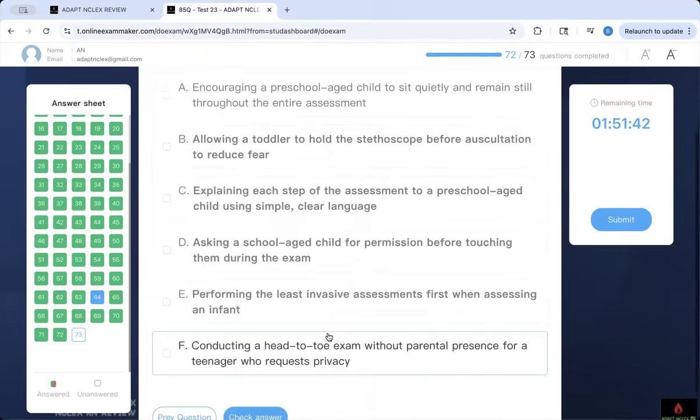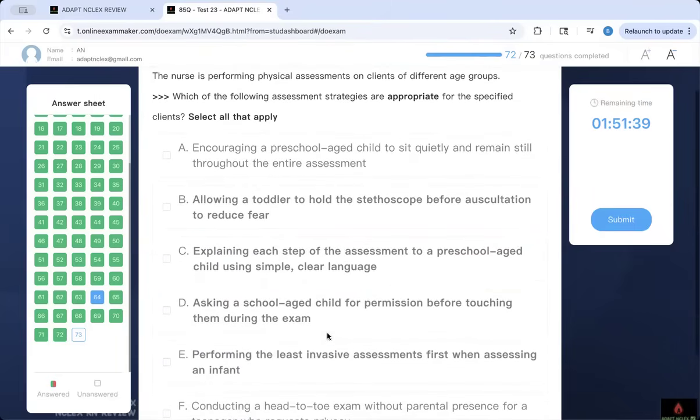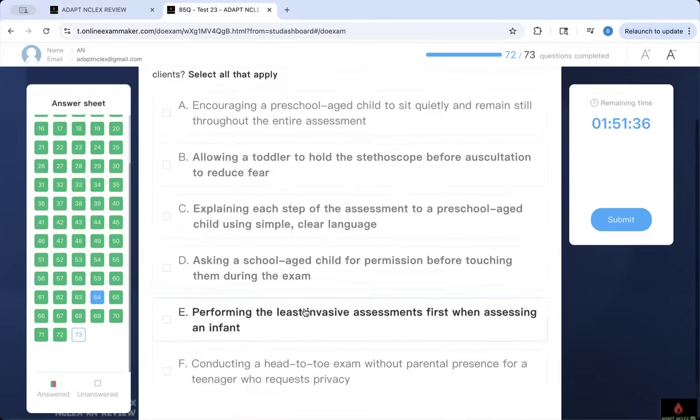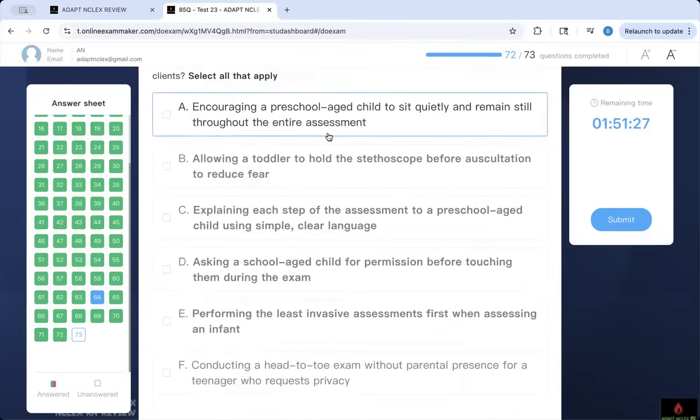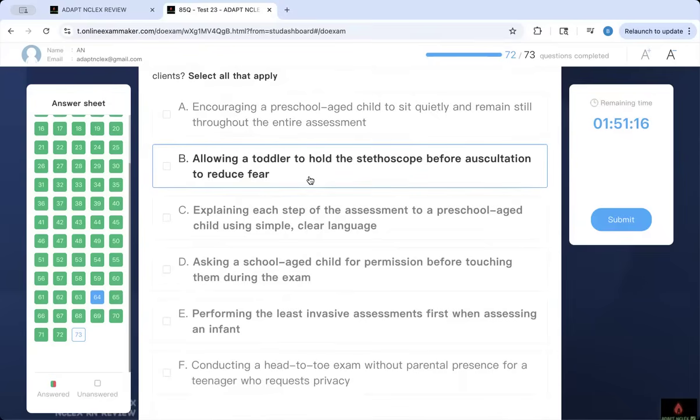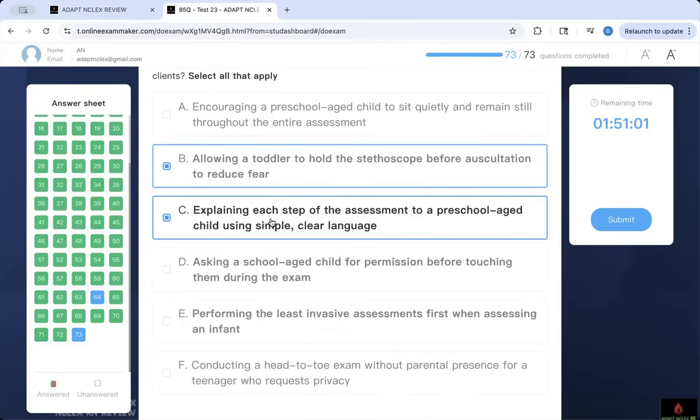Pediatric. Growth and development. Hospitalization effect. Select all that apply. Pick those that you are 100% confident in. Don't overselect. Preschoolers, they don't want to sit still. They want to touch the equipment. Don't stop them. You have to provide some magical thinking for them to be able to do that. Allowing the toddler to hold it, that's what they do. They hold it, they get distracted, reducing fear. Explaining each step to a preschooler in simple, clear language is much better. And magical thinking for them is good.